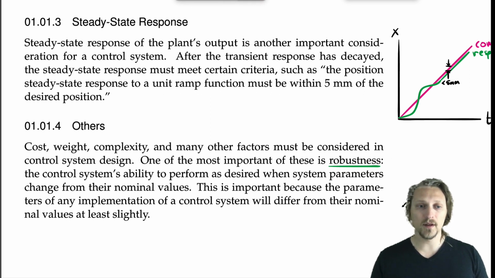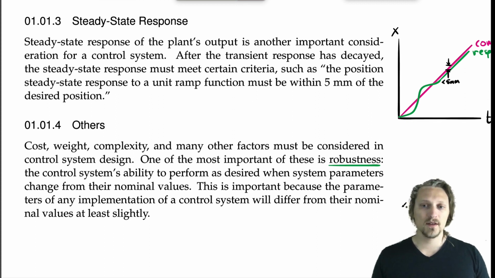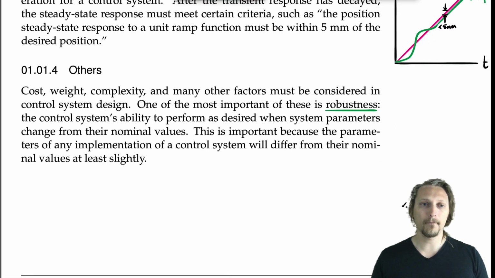So this is important because the parameters of any implementation of a control system will differ from their nominal values, at least slightly. Okay? So that is control system performance, sort of an overview of control system performance.